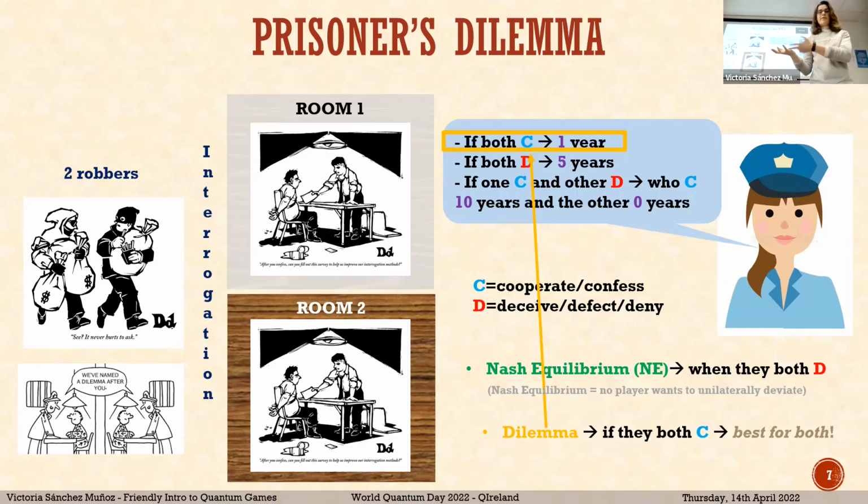Rationality tells me that I should defect, that both of them should defect. But there is another solution which would be better for both of us. So what should I do? But in the classical scenario, the solution is when they both get 5 years and they both defect.